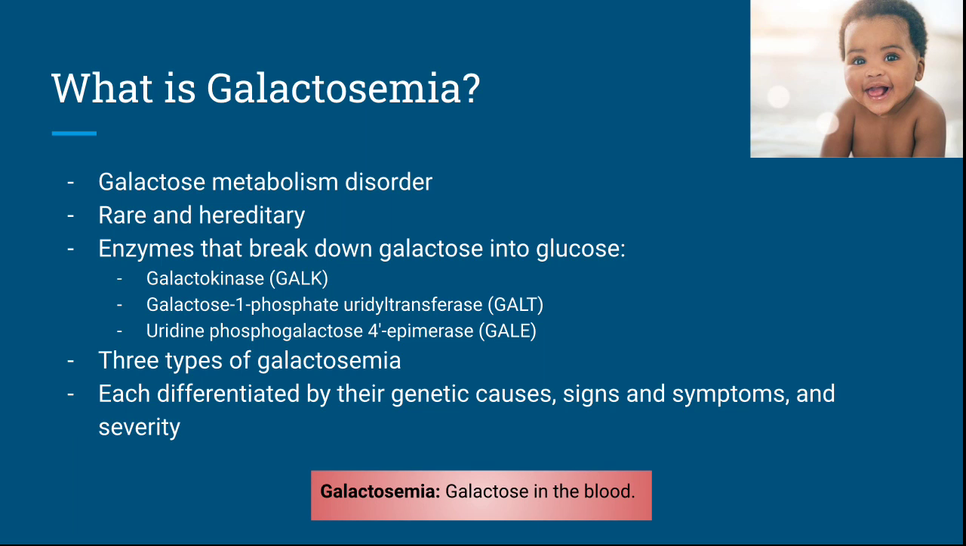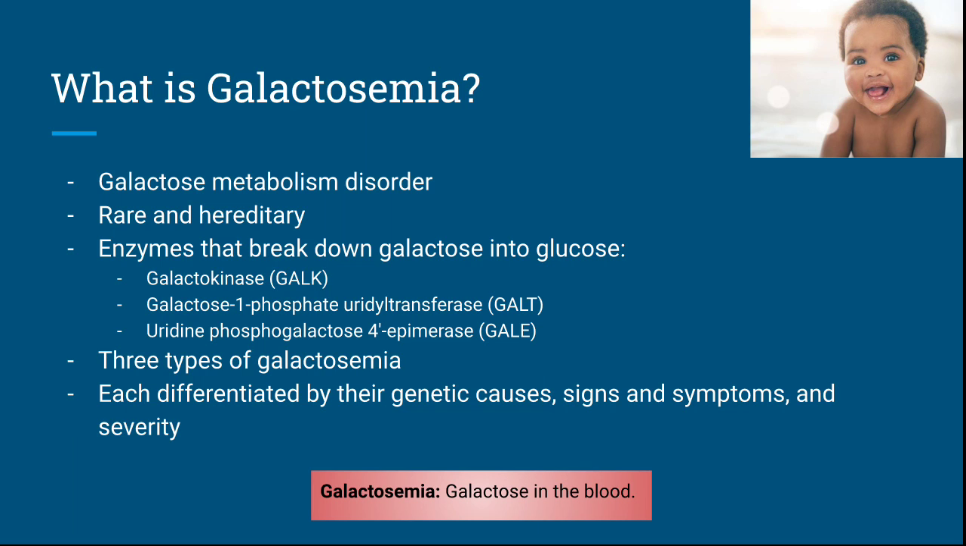Alright, so galactose metabolism disorders are caused by the impaired activity or absence of the enzymes that break down galactose, which is part of lactose found in all animal and dairy products. The three enzymes that break down galactose into glucose are galactokinase, GALK, galactose-1-phosphate uridyltransferase, GALT, not GALK, these are two different enzymes, and the last one is UDP-galactose 4-epimerase, GALE.